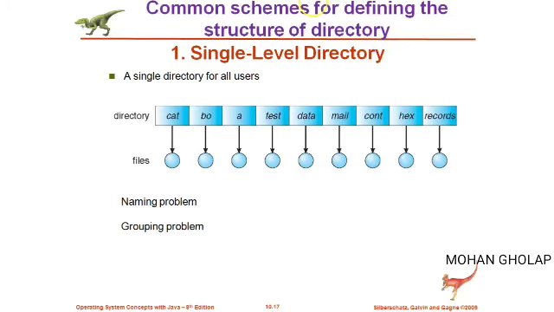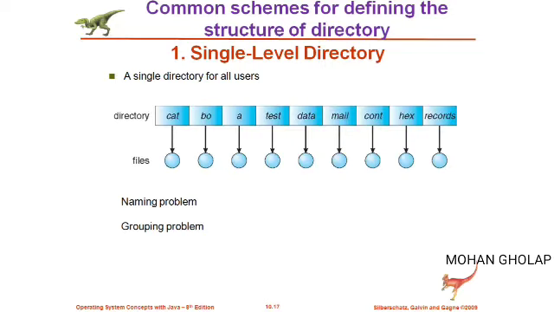Let us start with the first one, that is the single level directory. As the name itself indicates, single level directory means a single directory will be there for all the users. We know that all the systems we are using are multi-user systems. A number of users will be using that system, so there will be a number of files belonging to a particular user. Here, if we have a single level directory, altogether only one directory will be there on a system, and all these files belonging to different users will be present in that directory.